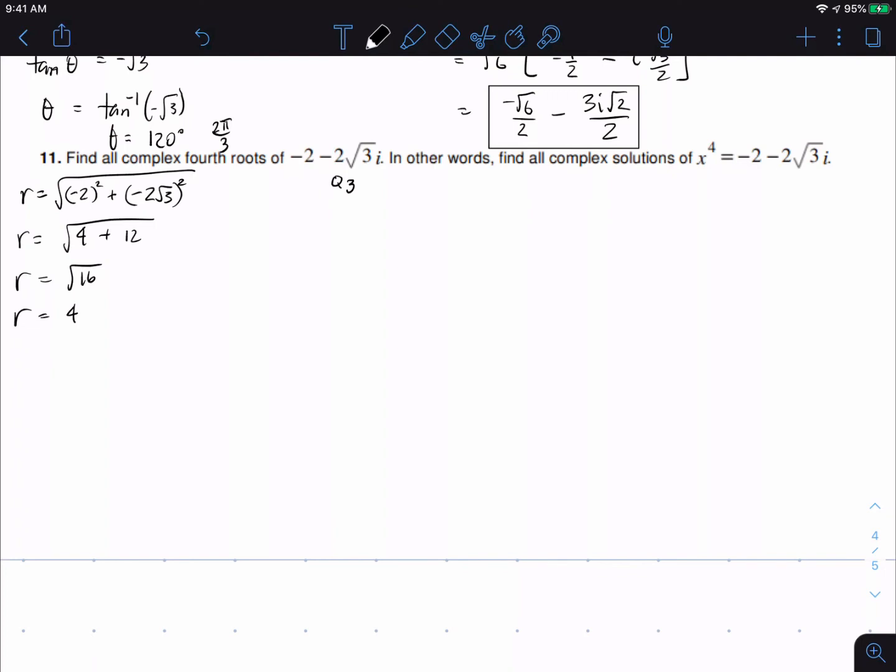Okay, now to get the angle, I'm going to go tan theta is going to be negative 2 radical 3 over negative 2. So tan theta is going to be radical 3. That's my reference. Since I know I'm in quadrant 3, this angle is going to be 240 degrees, or 4 pi over 3, right? That's the angle that we have for our problem.